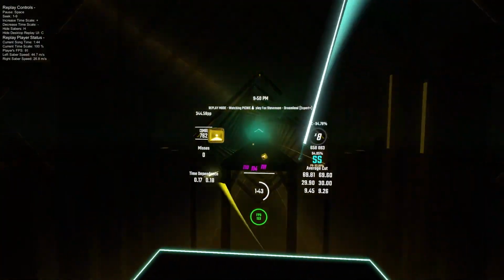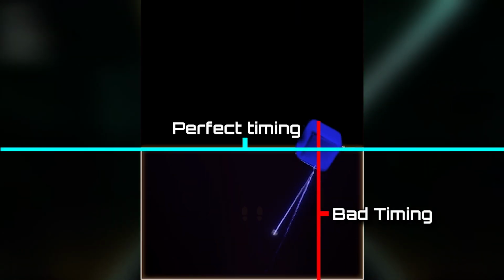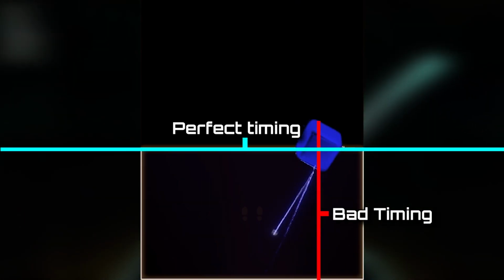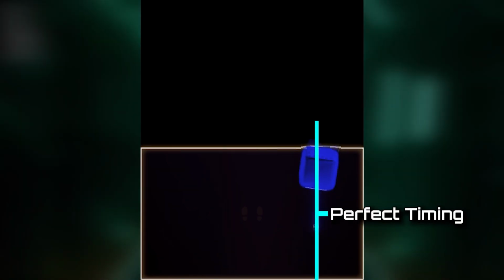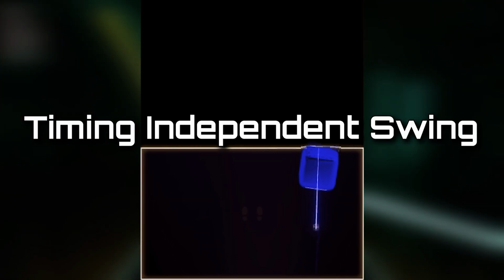To make it easier, let's imagine that Beat Saber is a two-dimensional game viewed from the top. The notes will travel in a straight line, and you will move or rotate your saber from left to right. If you rotate your saber more to the right, you would have to hit the note at a very specific time to get all 15 points for accuracy. This is also known as a timing-dependent swing. If you move your saber to the right, you could hit the note at any time and still get all 15 points. This is also referred to as a timing-independent swing.